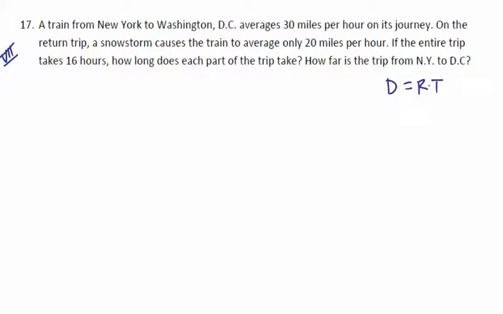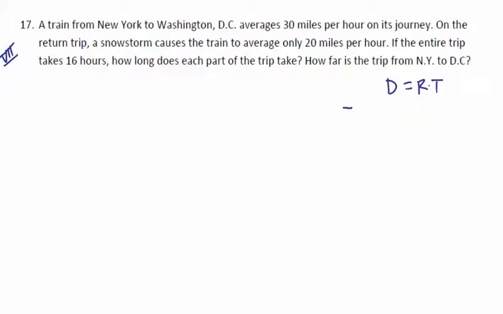In this video, we'll talk about the seventh, Roman numeral 7, type of problems, and these are our distance equals rate times time, or our DIRT problems. A train from New York to Washington, D.C. is averaging 30 miles per hour on its journey. But on the return trip, a snowstorm causes the train to average only 20 miles per hour. If the entire trip takes 16 hours, how long does each part of the trip take, and how far is the trip from New York to DC?